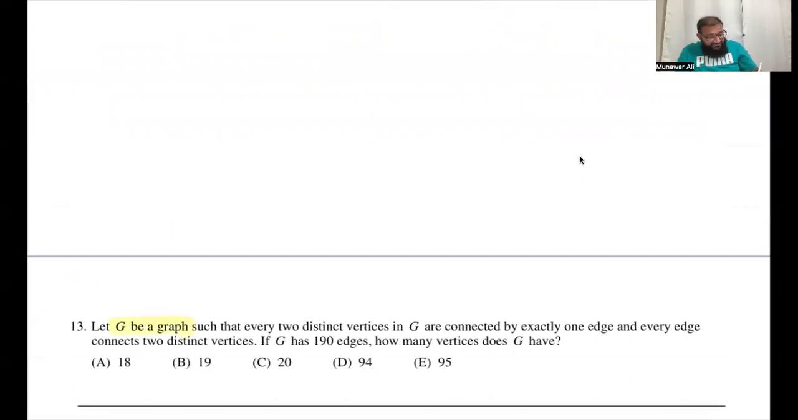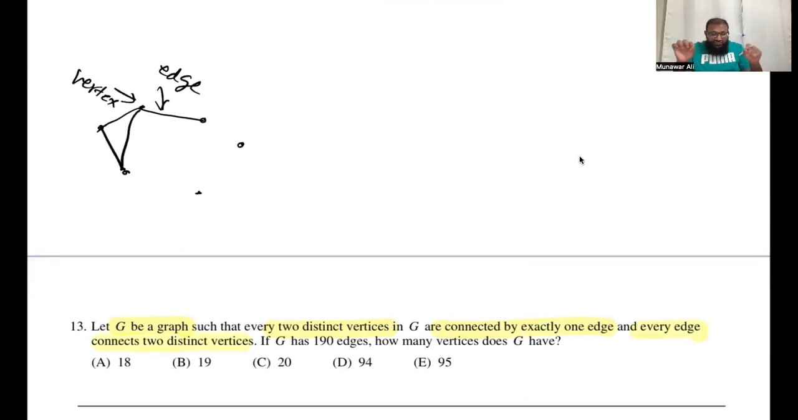G is a graph such that every two distinct vertices in G are connected by exactly one edge. So a graph is a certain type of vertices, and vertices are connected by exactly one edge. So this is your edge, and this is a vertex, and every edge connects two distinct vertices. It means we don't have any edge that connects a vertex to itself. We don't have some sort of loops. So this is not the case.